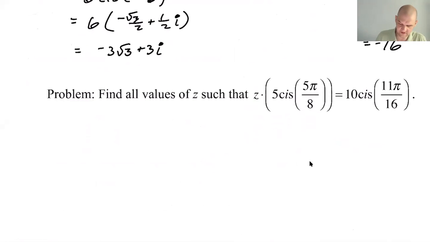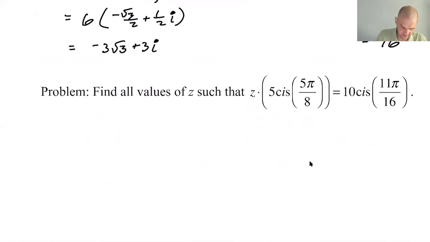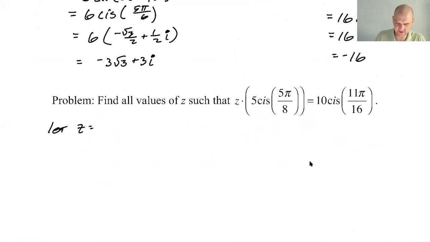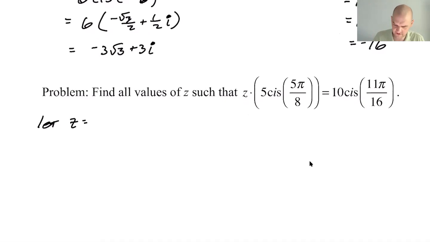So the first thing I'm going to do is let z be a complex number. We're multiplying z by another complex number, and we're going to end up with 10 cis 11 pi over 16. But remember, 10 cis 11 pi over 16 is a location. It's an 11 pi over 16 rotation, then move out 10 units. That's a location. There are multiple ways to get there. That's kind of an issue. So I'm going to say z is r cis theta.